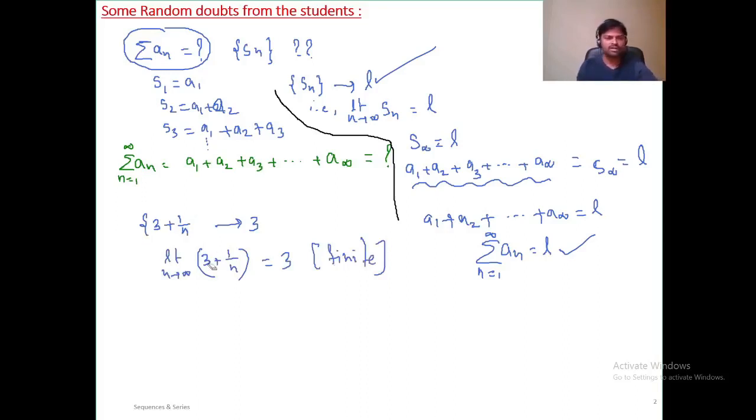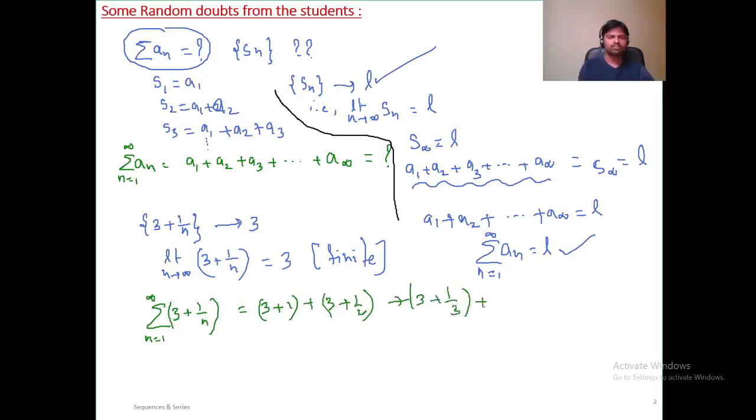Same thing, if I write it as a series. Let me write the series of 3 plus 1 upon n, with n running from 1 to infinity. What is the first term? 3 plus 1. For the second term, substitute n equals 2: 3 plus half. Third term, 3 plus 1 by 3. Fourth term, 3 plus 1 by 4, plus, and so on. How many terms are there? Infinitely many terms.